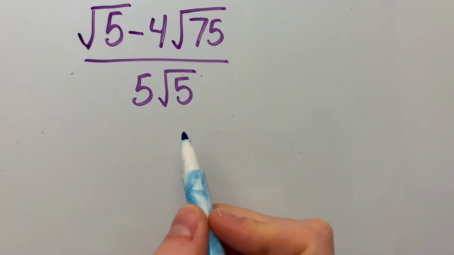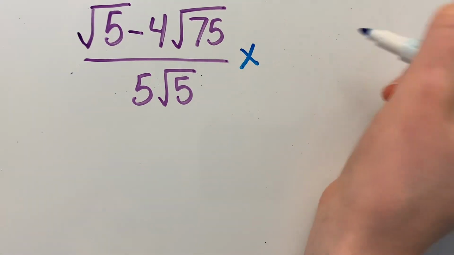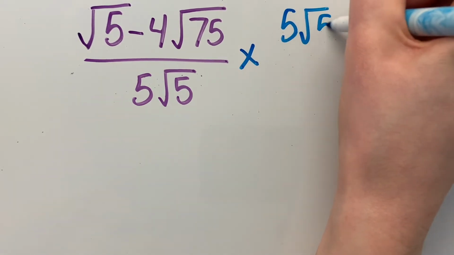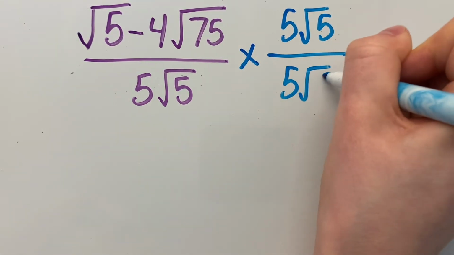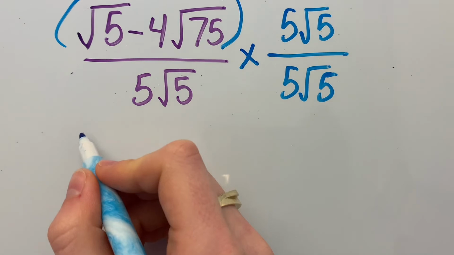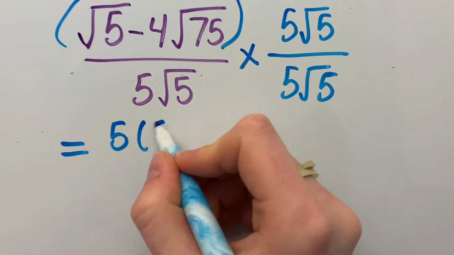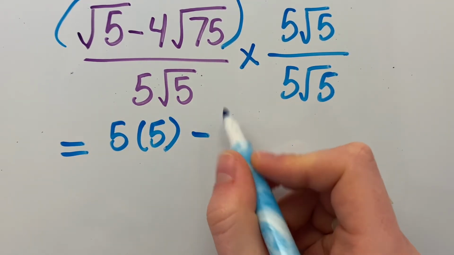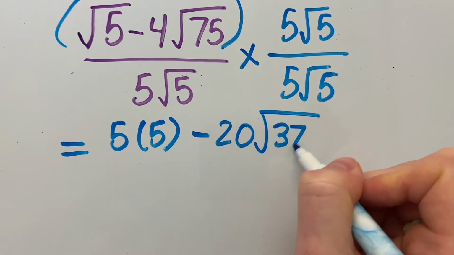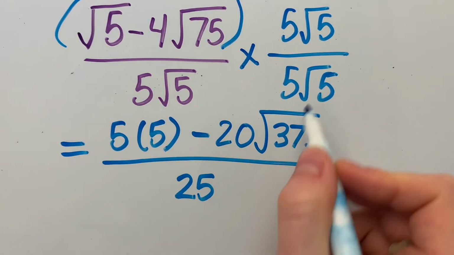To solve this question, I need to get rid of the radical in the denominator, or rationalize the denominator. To do this, I'm going to multiply the top and the bottom by 5 root 5. So when I multiply the top, both terms are multiplied by 5 root 5. So I'm going to end up with 5, and then root 5 times root 5 gives us 5. So 5 times 5 minus 4 times 5, which is 20, times root 375, divided by 5 times 5 is 25, times 5.